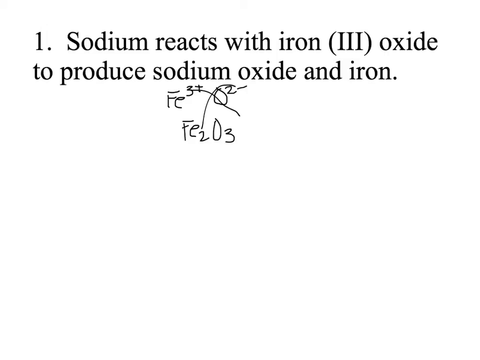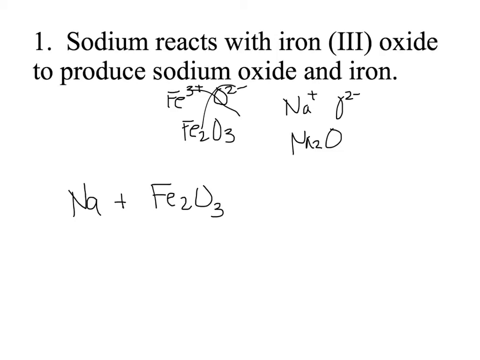And then sodium oxide, sodium is 1+. Oxygen, as we know, is always 2-, so the formula is going to be Na2O. And so to write these in an actual formula, we have sodium reacting with iron 3 oxide, so that's going to be Fe2O3, and it's going to yield or produce sodium oxide, so Na2O, plus iron. Alright, and so that's the formula equation. Go ahead and pause the video here for a moment, and then I'm going to balance it.